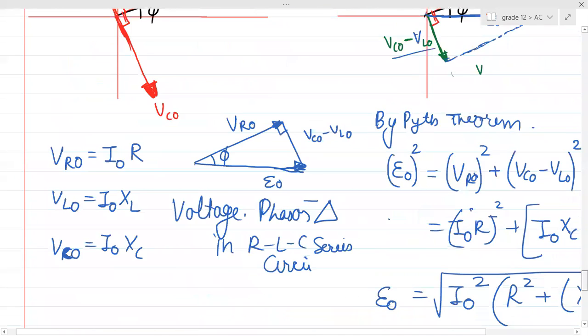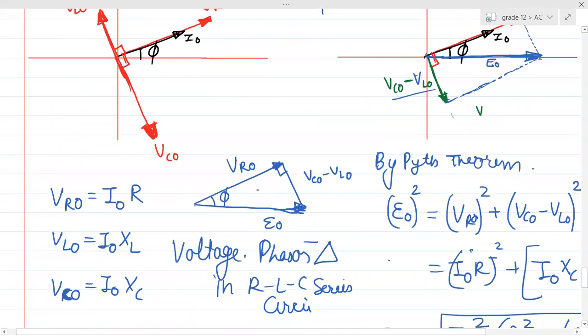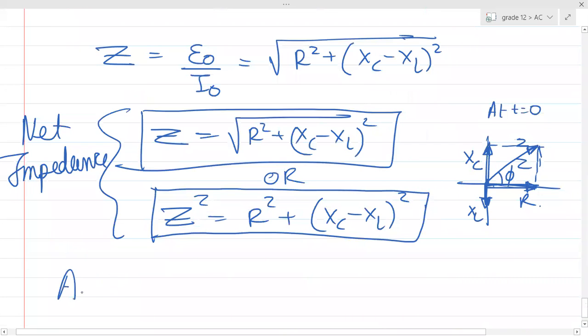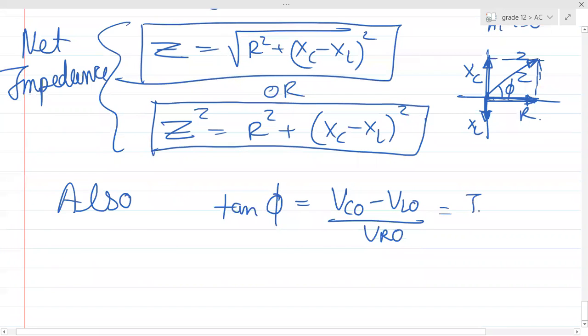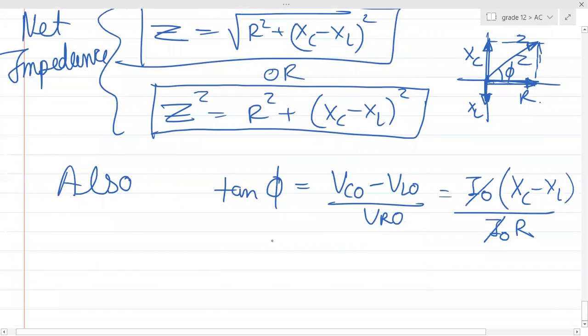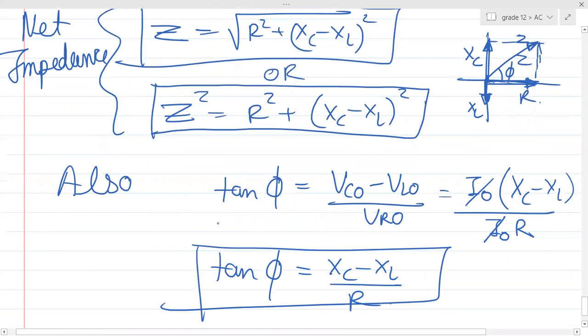Now in the second diagram, can you see over here, if I try to do tan phi, it is basically the perpendicular upon the base. The perpendicular is this and the base is this. So from here, can I also write the value of tan phi equals VC naught minus VL naught divided by VR naught? Can I write this as I naught common, XC minus XL, and I naught into R, I naught cancels. So tan phi is also equal to XC minus XL by R, and from here you can do tan inverse, right?